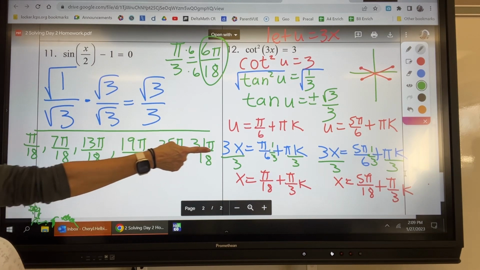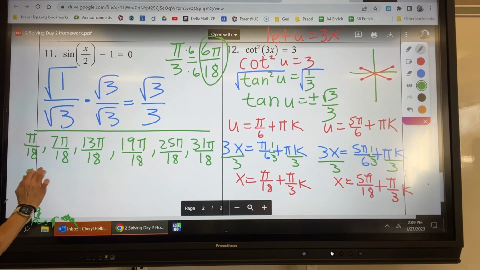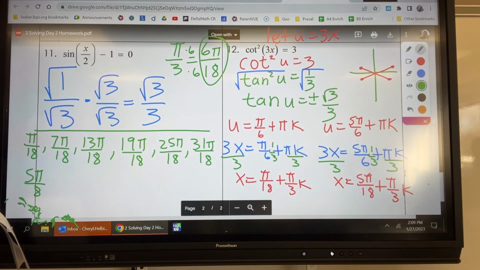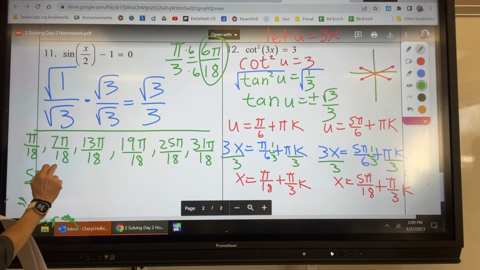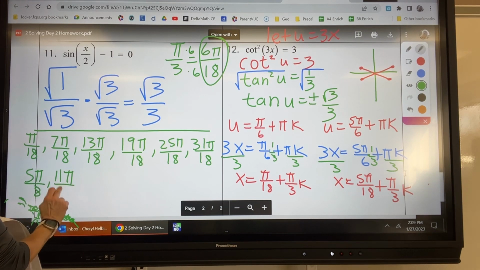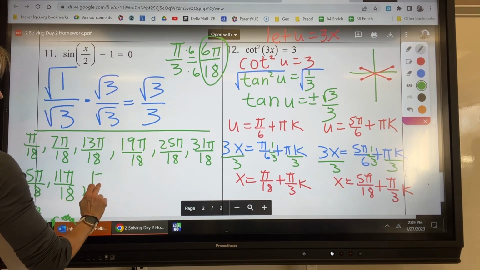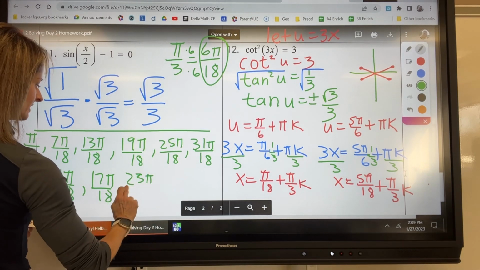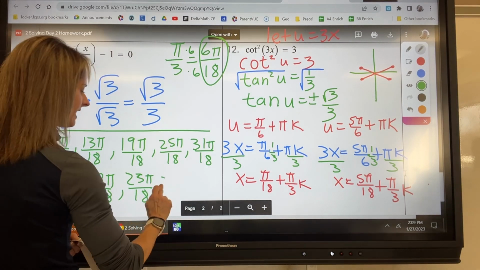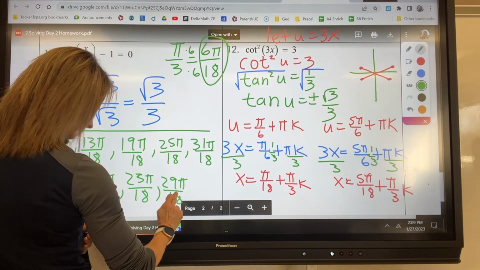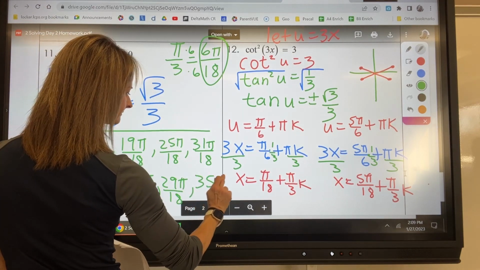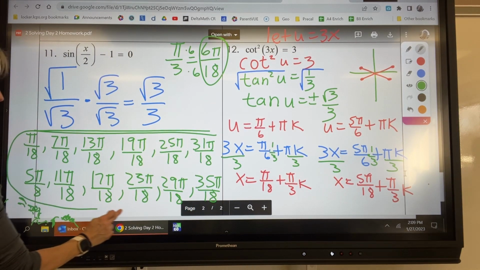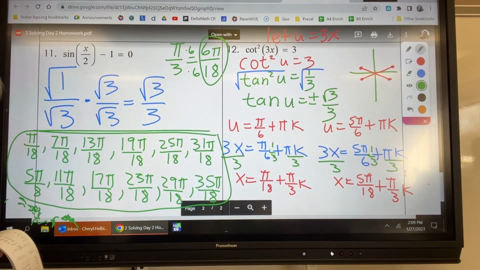So now we've got 5 pi over 18. I'm going to the next one over here. And I'm going to keep adding 6 pi over 18. Again, so that's 11. And then I've got 17. And I've got 23. And you guys are checking these. 29. And 35. These are all the solutions on that interval.